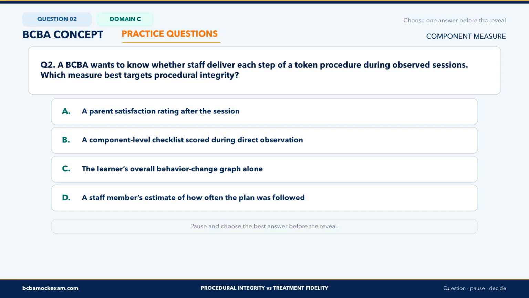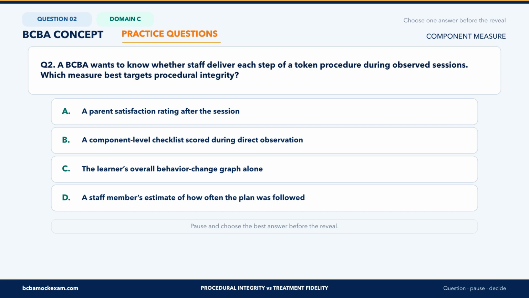Question 2. A BCBA wants to know whether staff deliver each step of a token procedure during observed sessions. Which measure best targets procedural integrity? A. A parent satisfaction rating after the session. B. A component-level checklist scored during direct observation. C. The learner's overall behavior change graph alone. D. A staff member's estimate of how often the plan was followed.